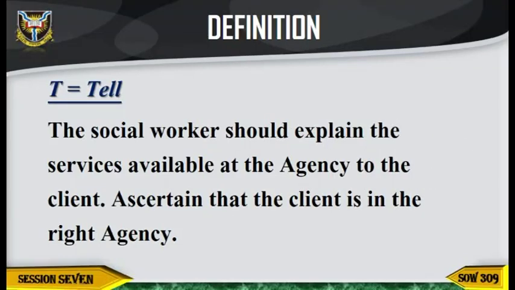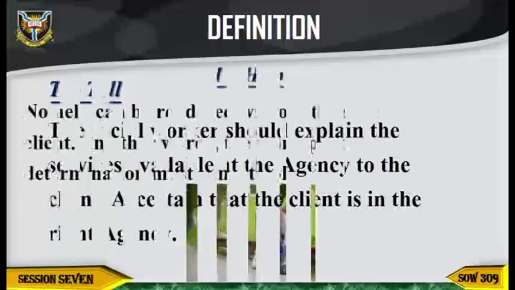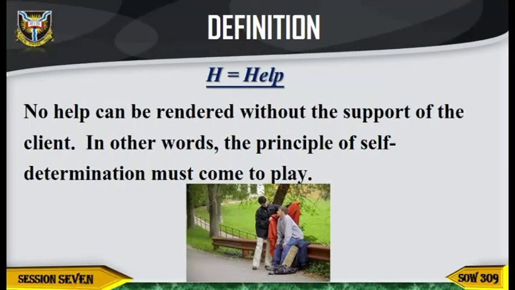T equals tell. The social worker should explain the services available at the agency to the client, ascertain that the client is in the right agency. If not, refer the client to the appropriate agency. The social worker must also tell of the agency's limitations to avoid disappointing the client from his or her high expectations of the agency.